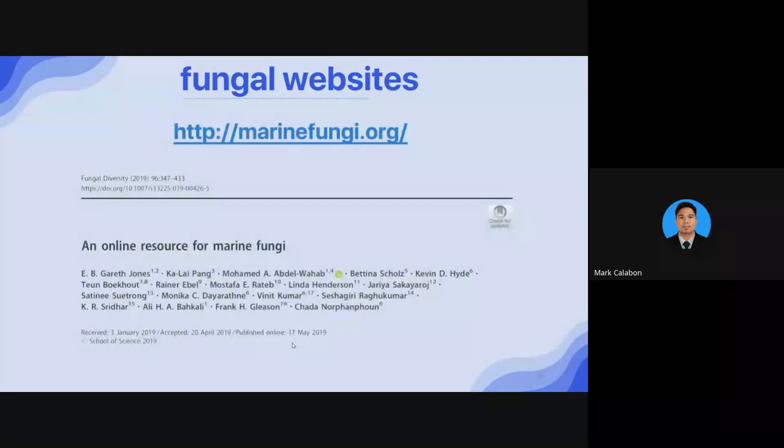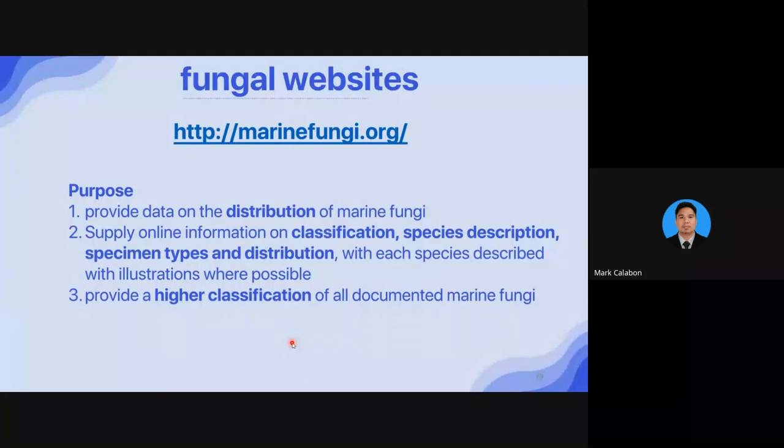In 2019, Professor Jones et al. provided an online resource for marine fungi. They formally established and published marinefungi.org, whose main purpose is to provide data on the distribution of marine fungi. Currently, we have projects to document all the fungi worldwide with their specific place, country, and origin, and to determine the distribution per species. I hope that after a year we can provide you data on that. We also supply online information and classification, species descriptions, specimen types, and distribution with each species described, with illustrations where possible. The website also provides a higher classification of all documented marine fungi.